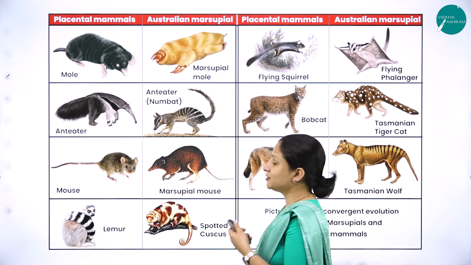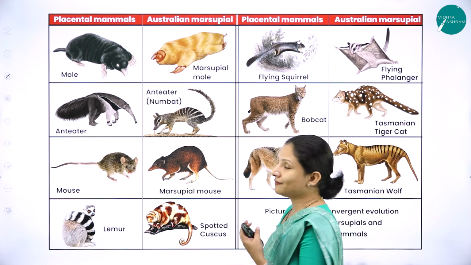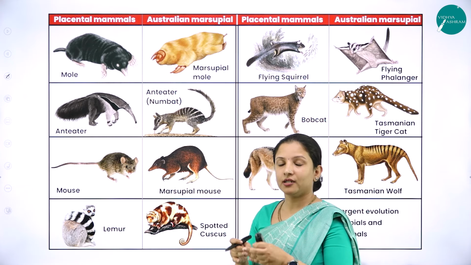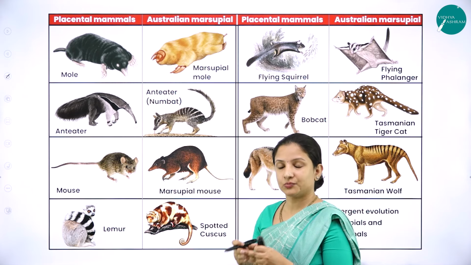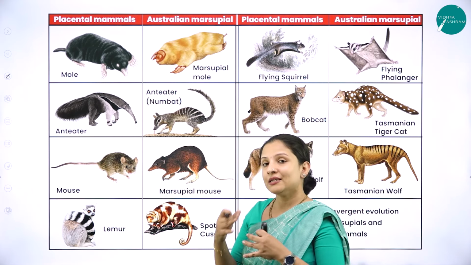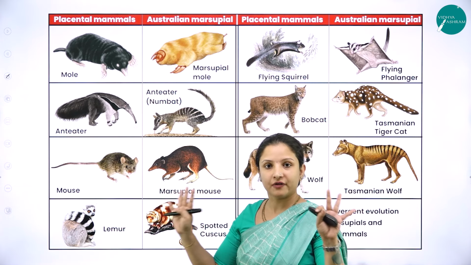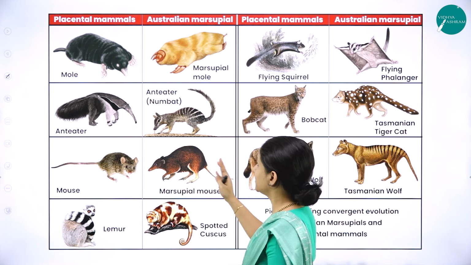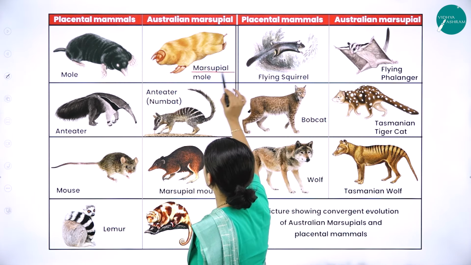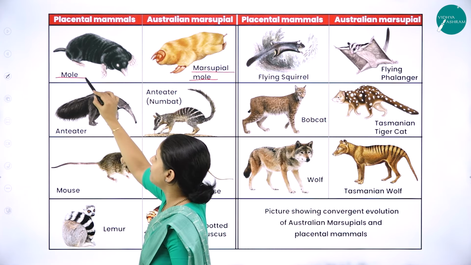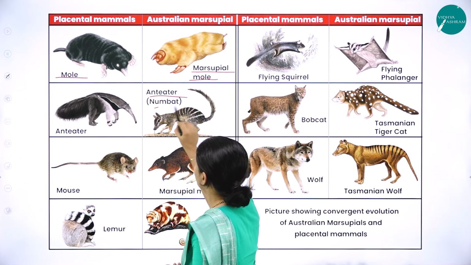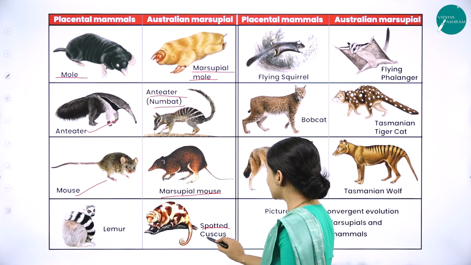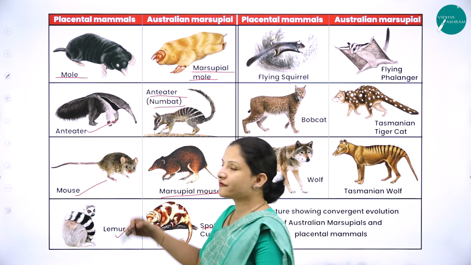So say for example, this is also a kind of convergent radiation or convergent evolution. We learnt about adaptive radiation, wherein the organisms which were living in Australia, especially the marsupial mammals, evolved and moved to different geographical regions, right? Here, the same thing we can call convergent evolution. See here, the Australian marsupial mole evolved into the present day mole. The anteater numbat evolved into the anteater. The marsupial mouse evolved into the mouse. The spotted cuscus evolved into the lemur. All these you get to find now, right?